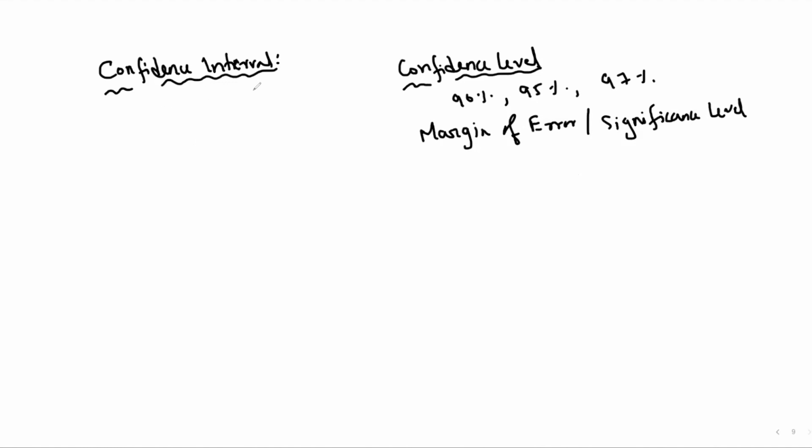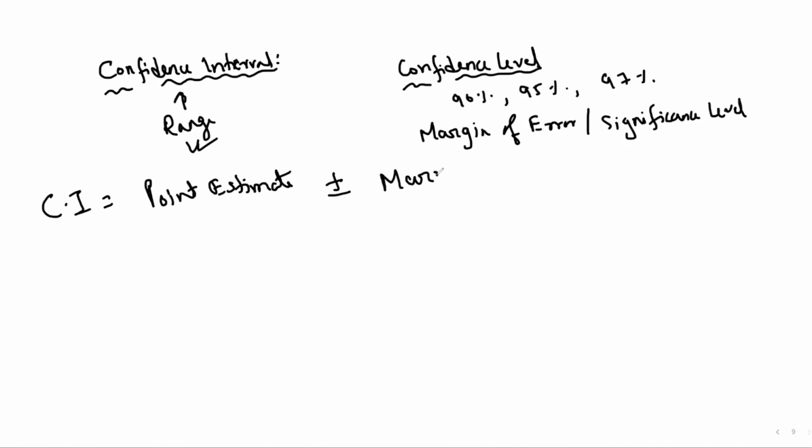Now, we also talked about confidence interval, right? Basically, this is nothing but the range, right? Now, confidence interval or CI is given by this formula: point estimate plus minus margin of error. You remember plus minus. Why plus minus? Because we are calculating a range. Plus minus margin of error. Now, this is the formula for confidence interval.